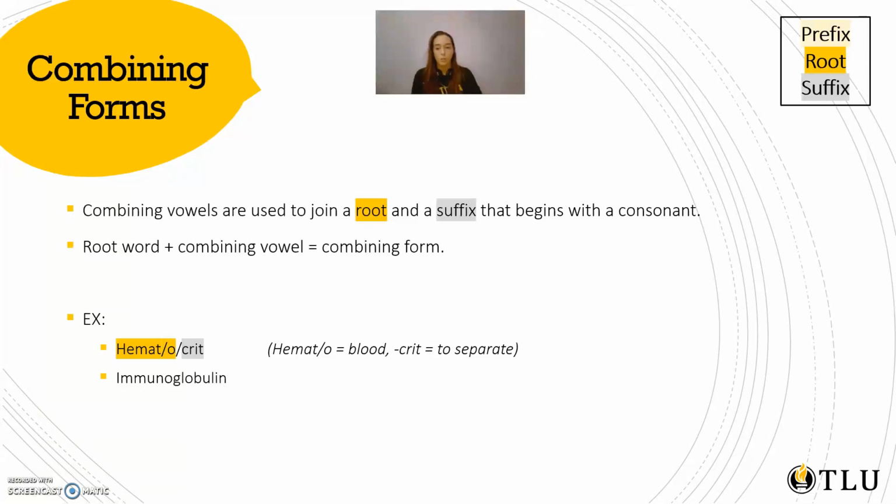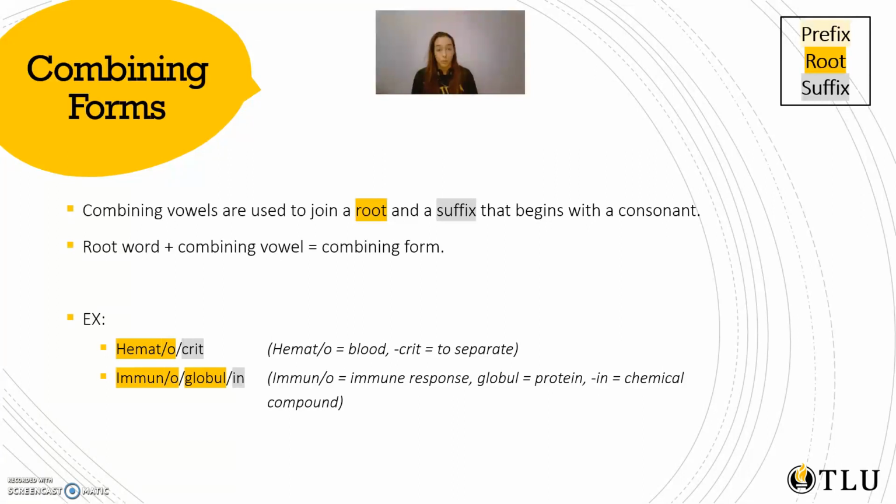Here's another example, immunoglobulin. My first root word, immune, means an immune response. My second root word, globule, is protein. Because my second root word, globule, starts with a consonant, my first root word needs a vowel. So O is added, immunoglobulin. But my second root word does not need a vowel because my suffix starts with a vowel. So you're going to have to play around with some words to figure this out.